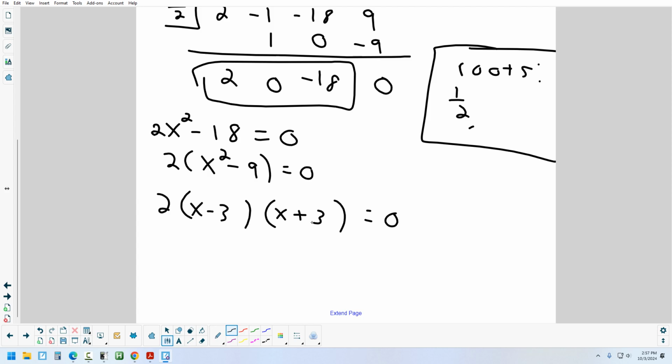And now I'm down to just linear factors which are the easiest factors to figure out the roots from. So what number would you plug into the first factor to make that one 0? 3. And the second factor? Negative 3. Yep.